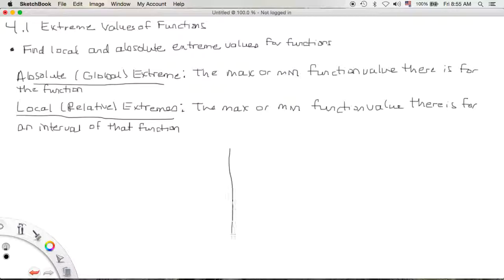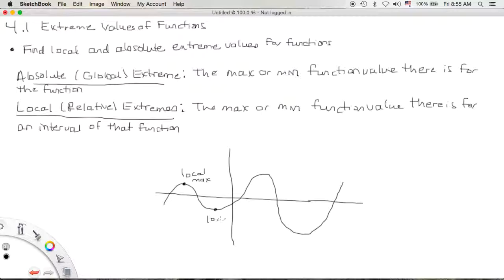So if we have a graph, let's say it looks like this. Okay, this will be a local max or relative max. This would be a local min. This would be an absolute max. It also is a local one. And this would be an absolute minimum.